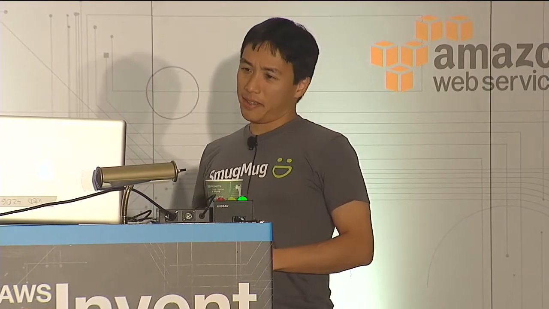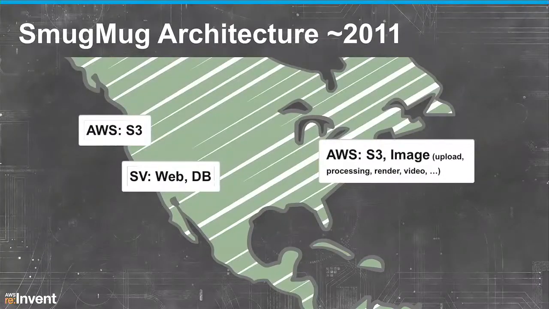As of 2011, we moved all of our image serving and image processing into AWS, into EC2 and some other systems there. And what was left in our Silicon Valley data centers were our web serving and database, which includes load balancing and other assorted infrastructure. And that's what we were looking at here in terms of moving 100% in.